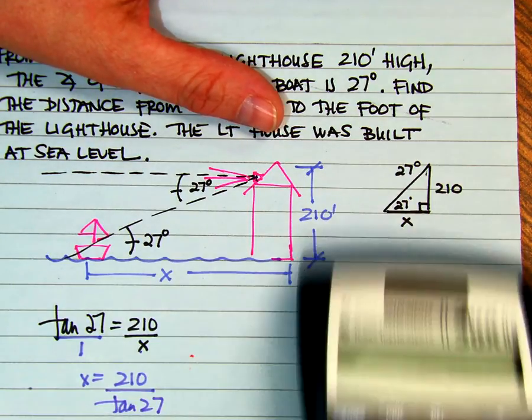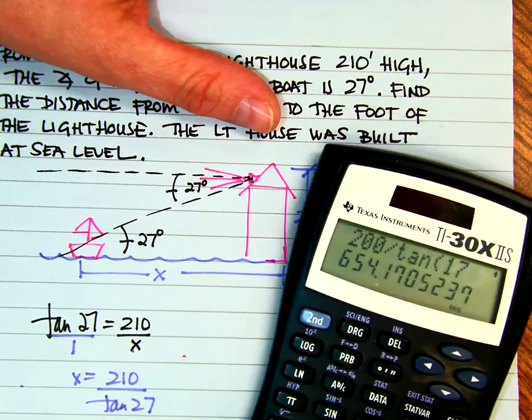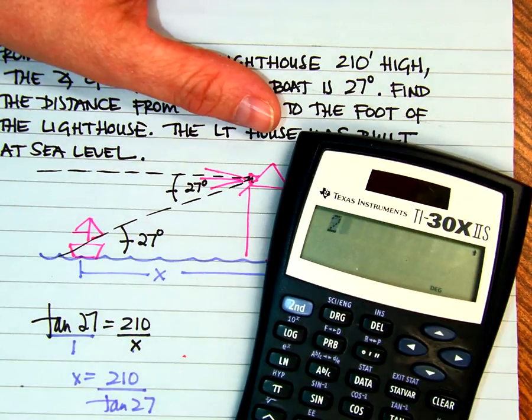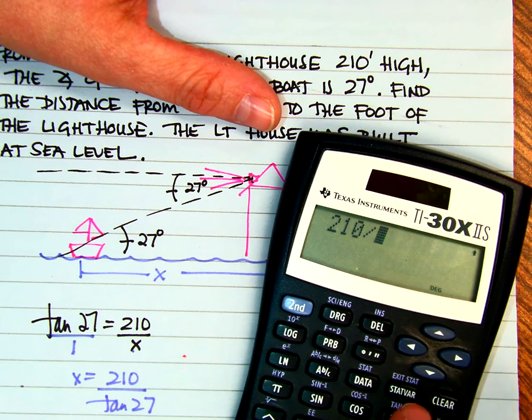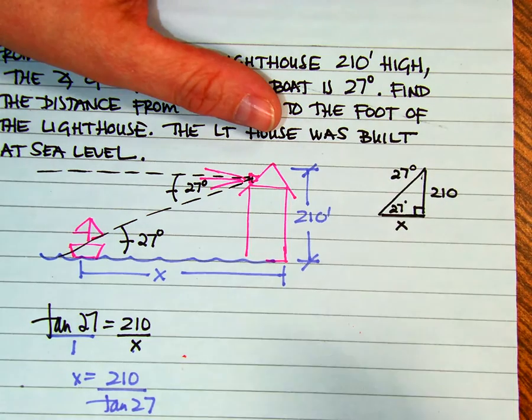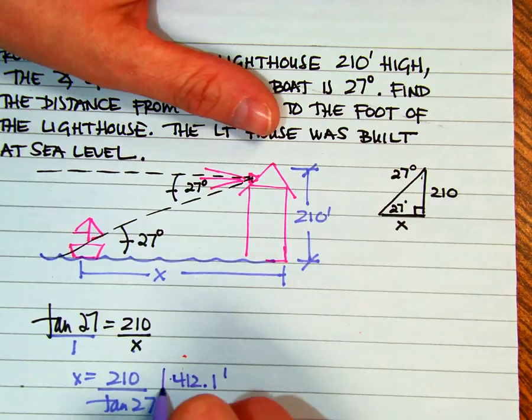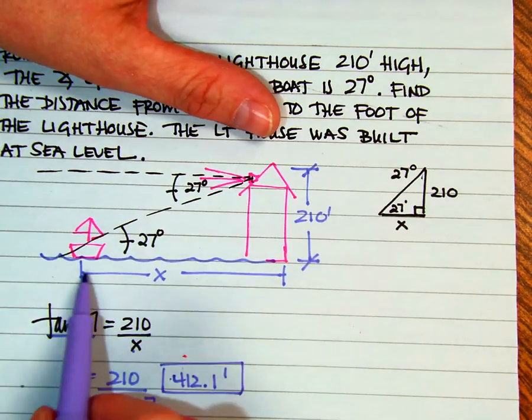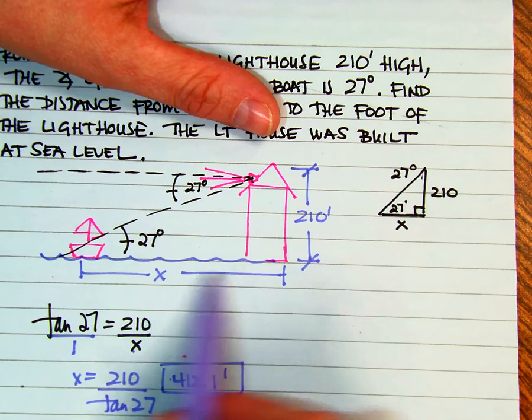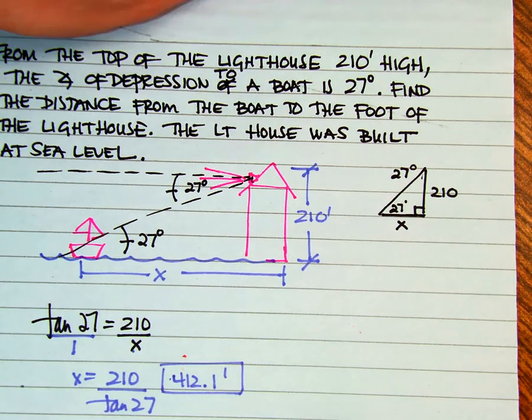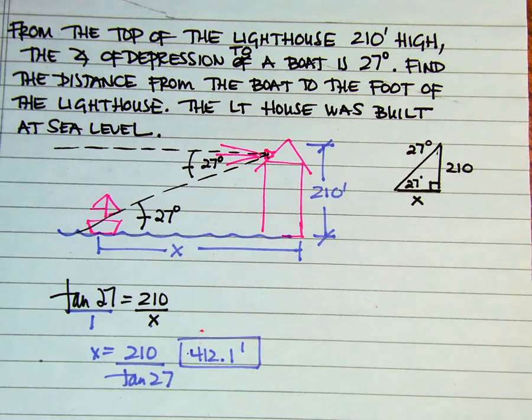Just know that not all of these problems are going to be tangent. It just happens to be that the ones I chose tonight are. It's 210 divided by the tangent of 27, and you get 412.1. And that would be feet. So the distance from the boat to the base of the lighthouse would be 412.1 feet. Again, it just happens that these are both tangent. That is not always the case.